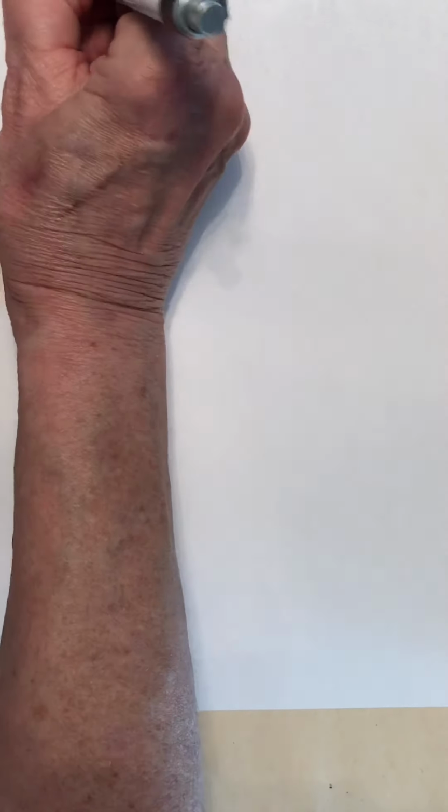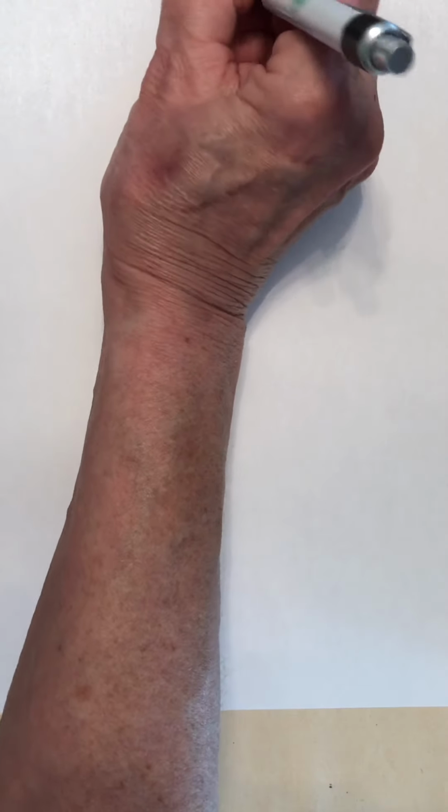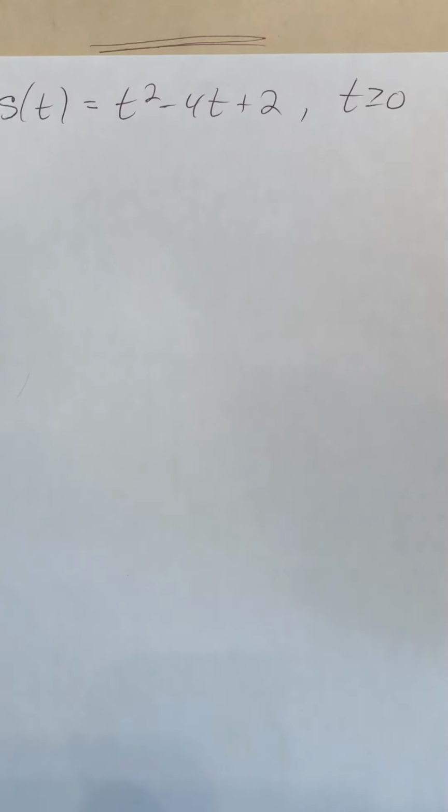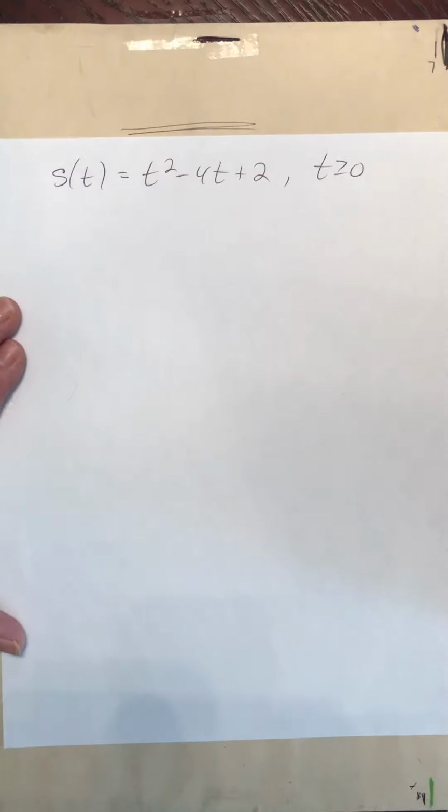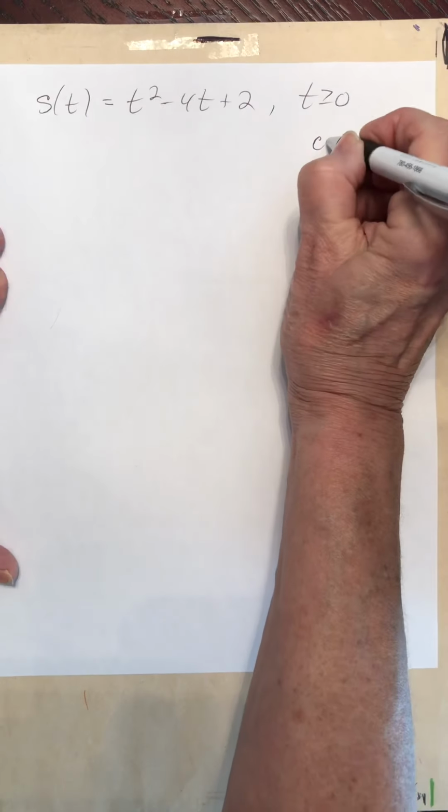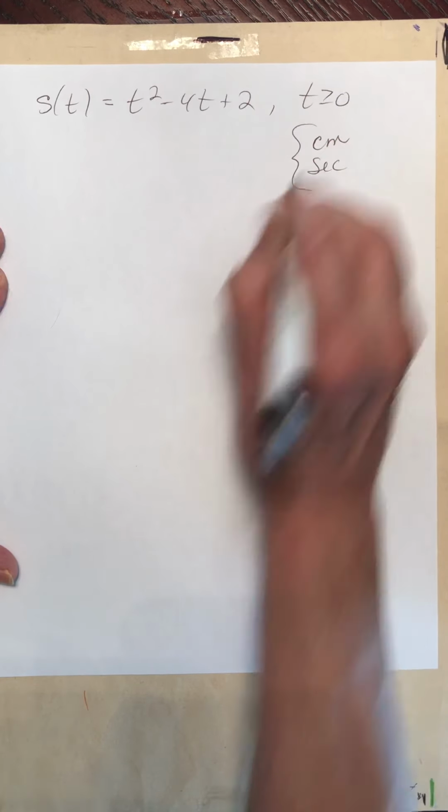Okay, so typical example, you'll be given an equation representing position. My equation is S of t equals t squared minus 4t plus 2. You'll be told this is describing the position function of an object moving along a line in relation to a fixed point 0. You'll be given units, and of course time starts at 0, and you'd have to have some kind of units. So let's say I'm in centimeters, and let's say time frame is seconds.